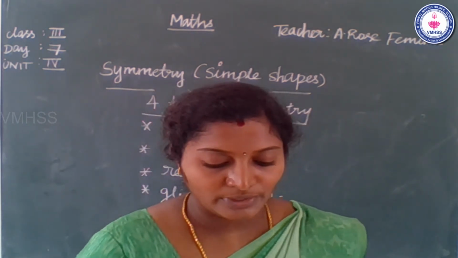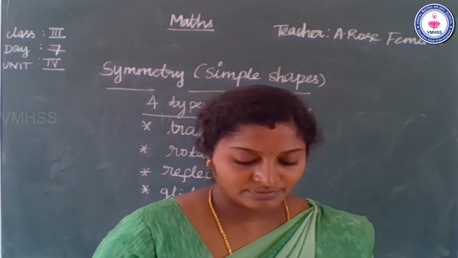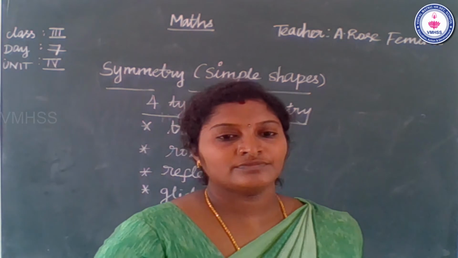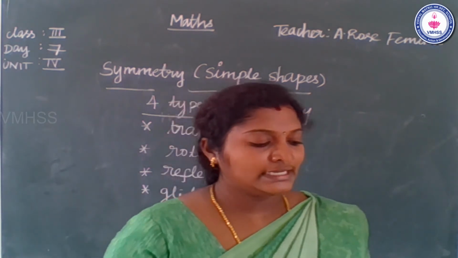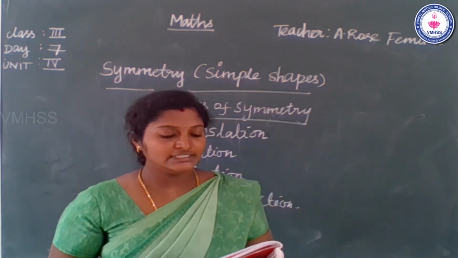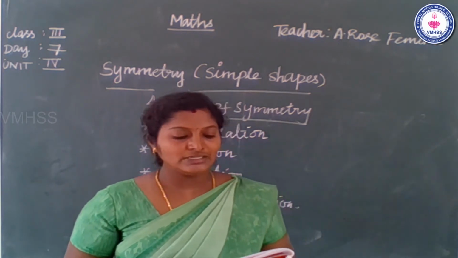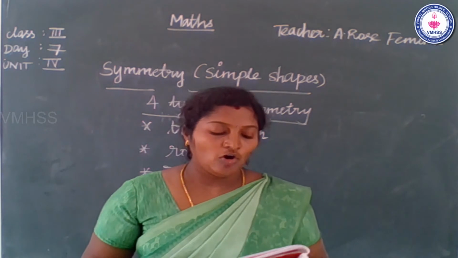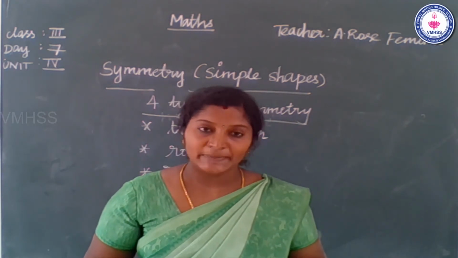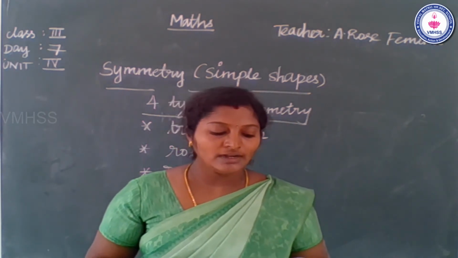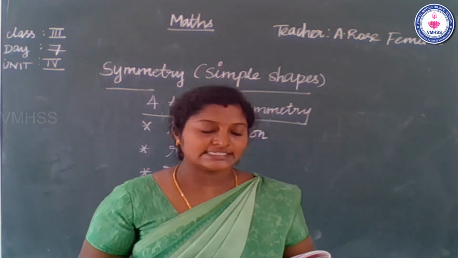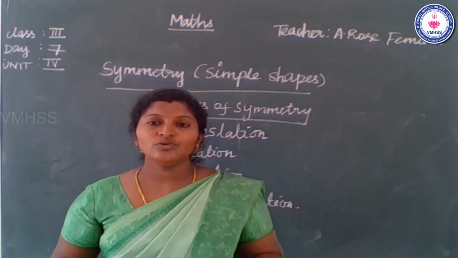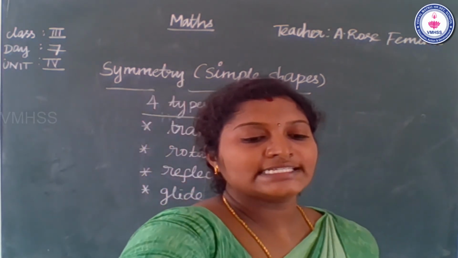Students, take page number 85. First we learn symmetry, then we move to symmetry of simple shapes. An object is said to have symmetry when its one half looks exactly like its other half. See the slide.